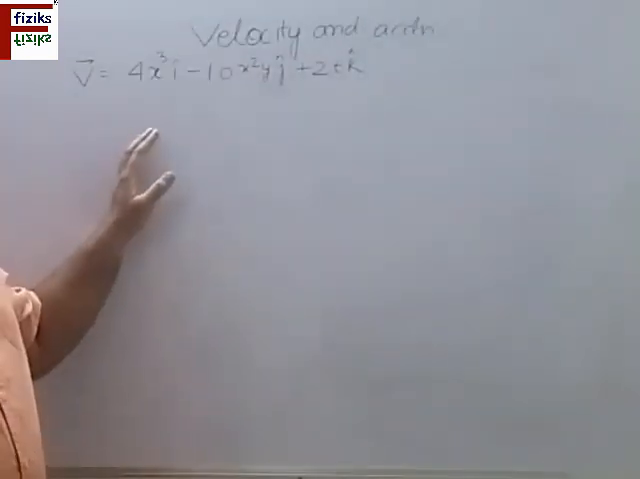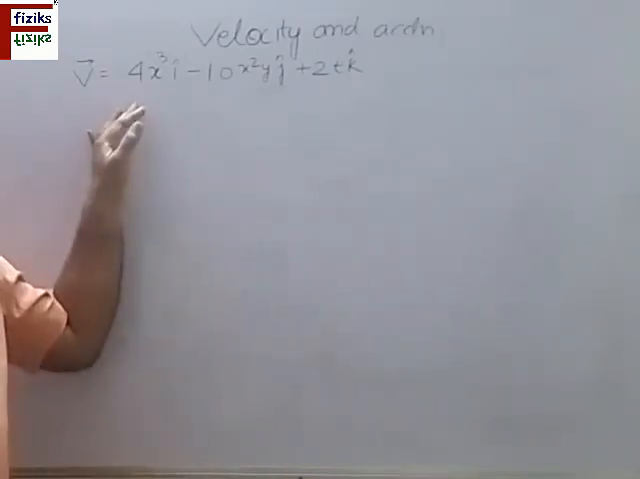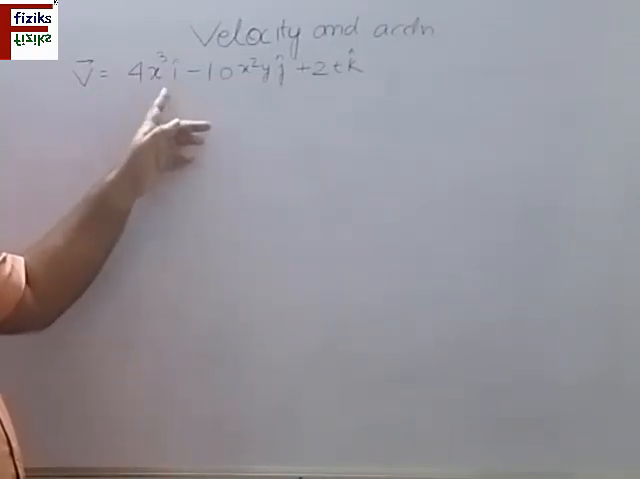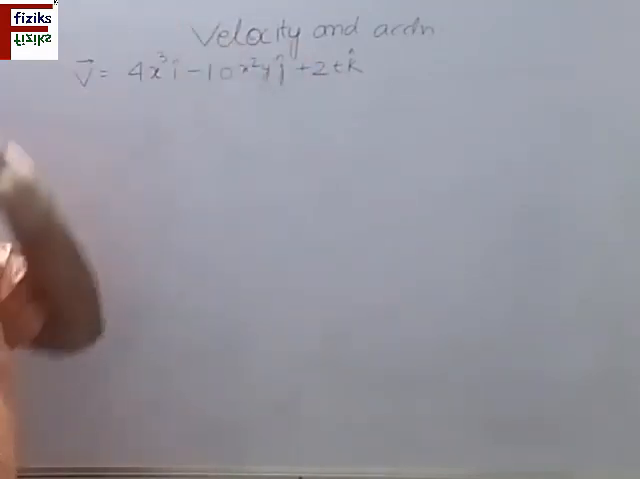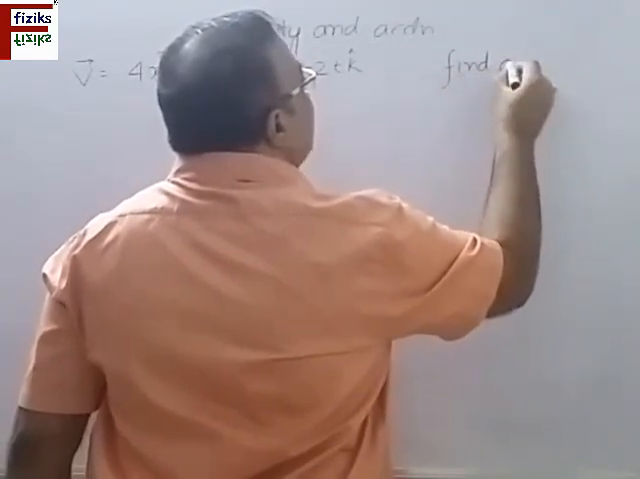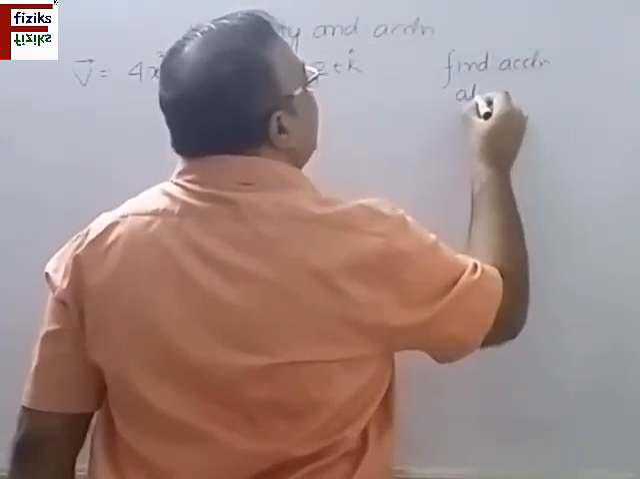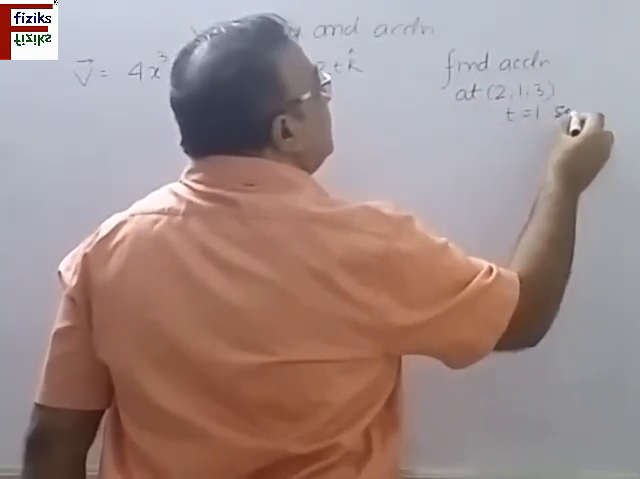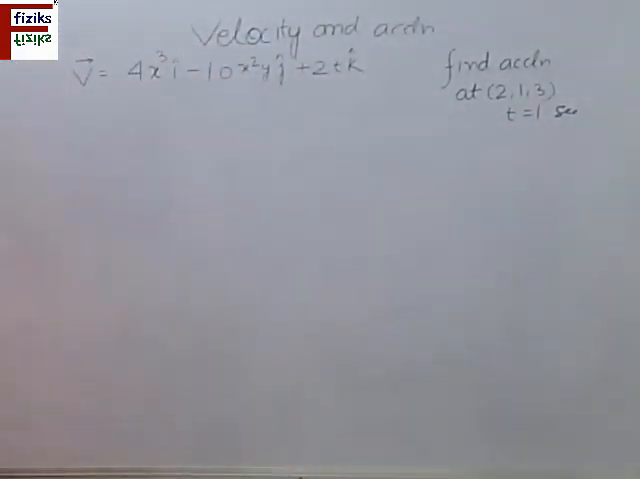Now we have a question. The velocity vector at any point in a flowing fluid, that is the total velocity v, is given by 4x cubed i minus 10x squared y j plus 2t k. Now we have to find the acceleration of the fluid at the point, these are space coordinates 2, 1, 3, and at t equal to 1 second. Time here is measured in seconds and the distance is measured in any unit like millimeter, meter, etc. So t is equal to 1 and space coordinates are 2, 1 and 3. We have to find the acceleration.